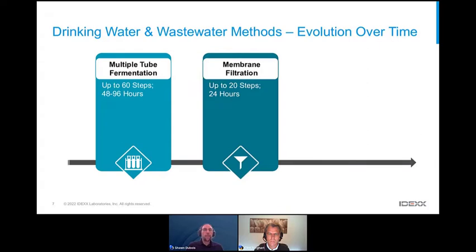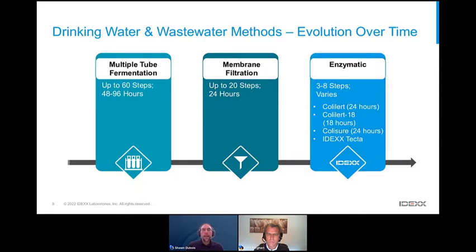Next, we have membrane filtration, which is a vast improvement over multiple tube fermentation in that the number of steps is reduced to about 20 steps total for the process, with confirmed results at 24 or 48 hours, depending on the method. So definitely an improvement over time in steps, but it's still a rather technique-based testing where there's a lot of points where you could have some errors again.